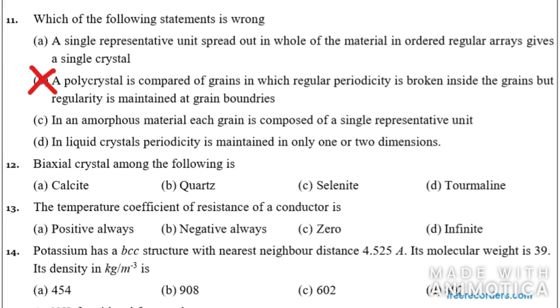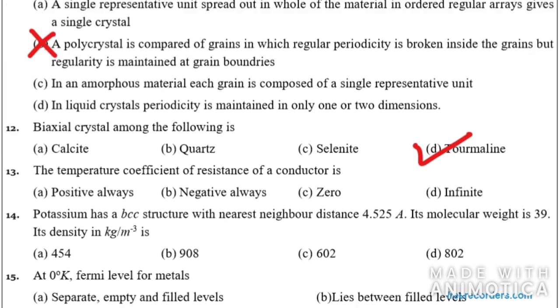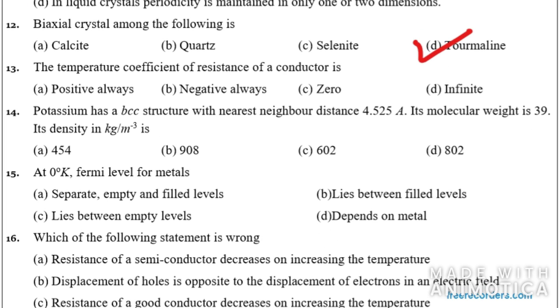Then 12th: the biaxial crystal among the following is calcite, quartz, selenite, or tourmaline. Out of these, it is tourmaline. Next, the temperature coefficient of resistance of a conductor: they want to know for a conductor. A conductor is always positive, whereas for a semiconductor it is a negative temperature coefficient.